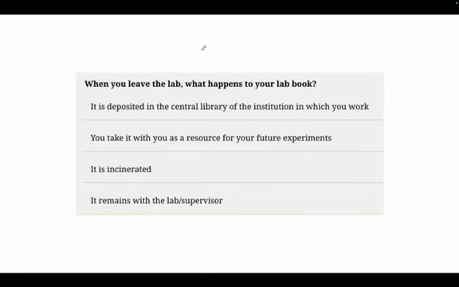When you leave a lab, what happens to your lab book? Your lab book will contain the record of all the experiments you've carried out in the lab. So it has to stay in the lab itself because it forms a reference point for everyone else who is going to work in the lab. Okay, so it remains with the lab or supervisor.